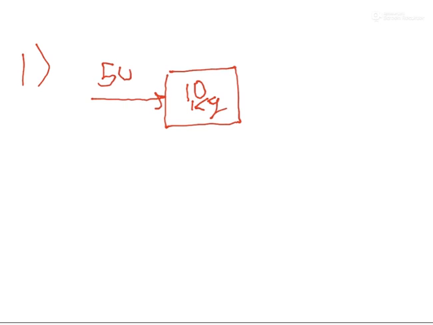A 50 Newton force is applied to move a 10 kilogram object with a horizontal distance of 5 meters at a constant speed. So here is your 10 kg object, and there's a 50 Newton force acting on it this way, and the displacement we said was 5 meters.